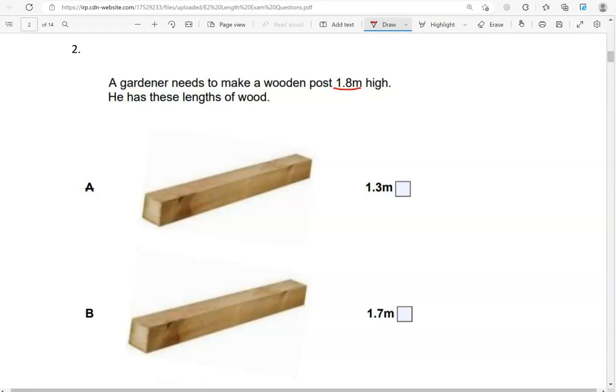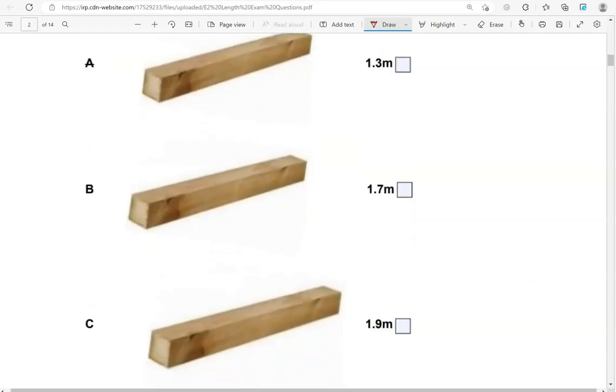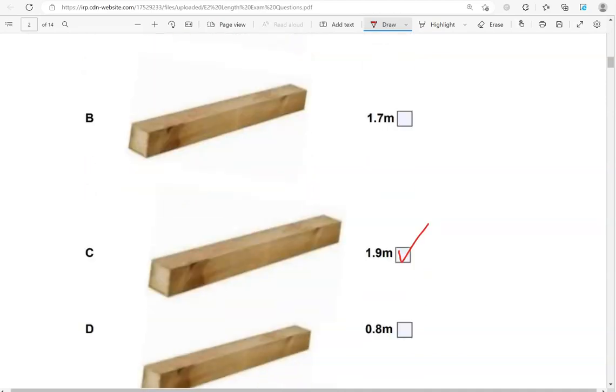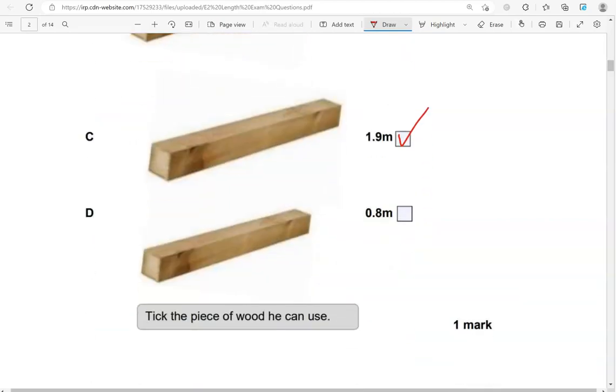1.3, that is smaller than 1.8, so we can't tick that. 1.7 is also smaller than 1.8. 1.9 is greater than 1.8, so we can tick that. 0.8 is smaller than 1.8, so we can't tick it. So the only correct option is C.